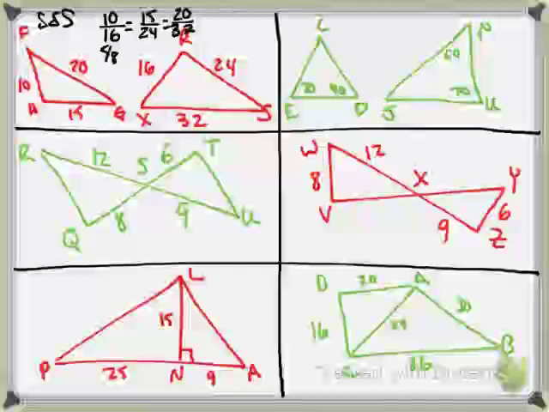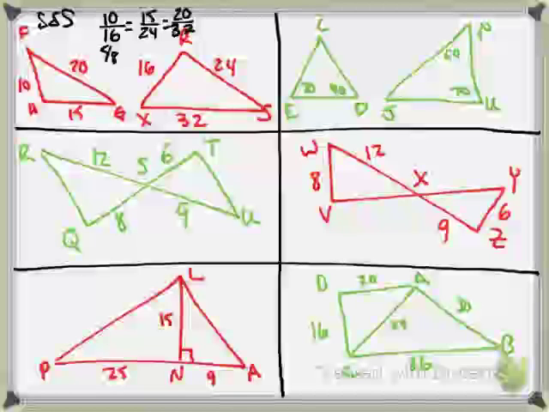What about 20 and 32? What do they both divide by? 4 to give 5 over 8. They all reduce to 5 over 8. So that means that these sides all had that same scale factor of 5 to 8. So these two triangles are, in fact, similar to each other. So now we need to name them.